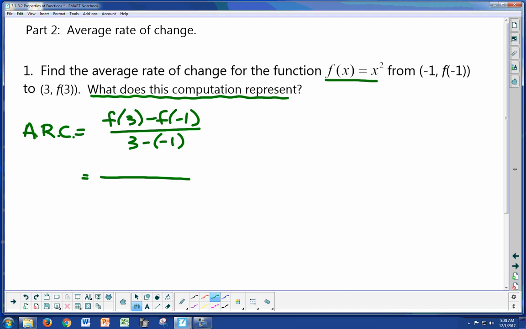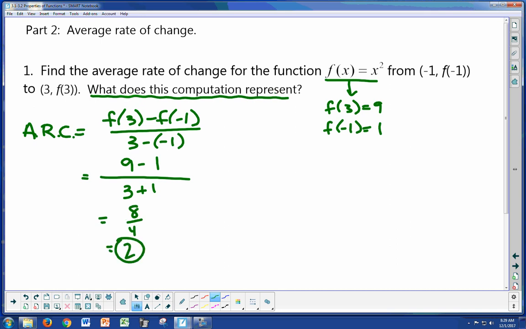In the case of f(3), we do actually have to calculate f(3), so we'll just do it right underneath here. f(3), of course, is equal to 9, and f(-1) is equal to 1. So we'll need those two values. In the first case, then, you're going to get 9 minus f(-1), which is 1, and then 3 minus a negative 1 is the same as adding 1 here. So we end up with 8 over 4, or 2. So that is telling us the slope of what we call the secant line, so the slope of the line containing those two points.